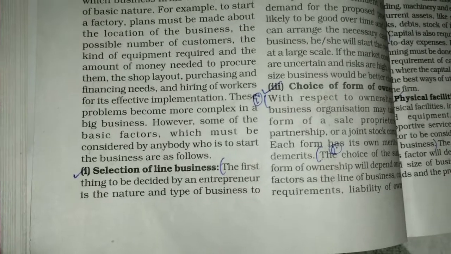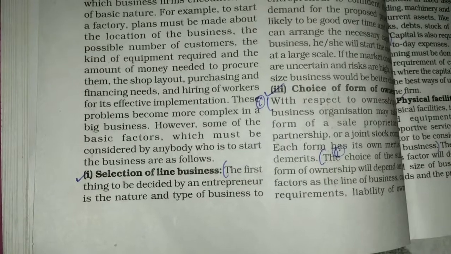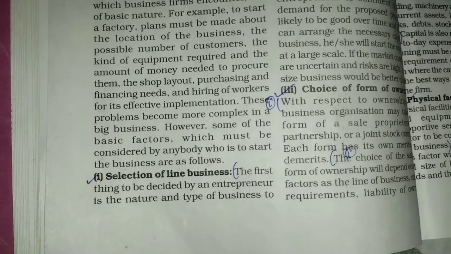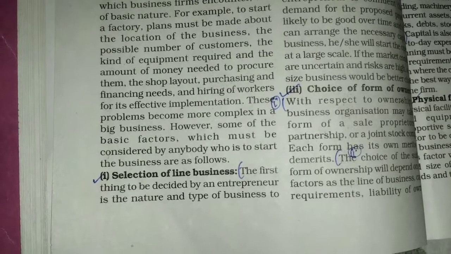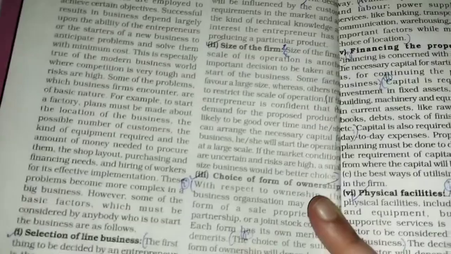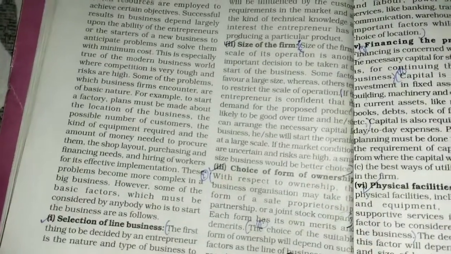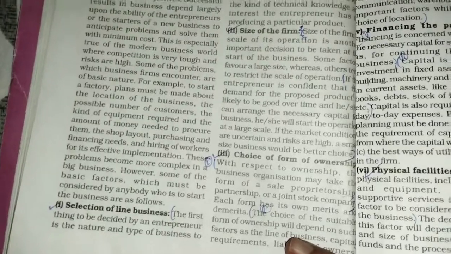The first thing to be decided by an entrepreneur is the nature and type of business to be undertaken. The entrepreneur will obviously like to enter that branch of industry from where the larger amounts of profits would be earned. Now, second point is size of business. Size of the firm is another important decision to be taken at the start of the business.